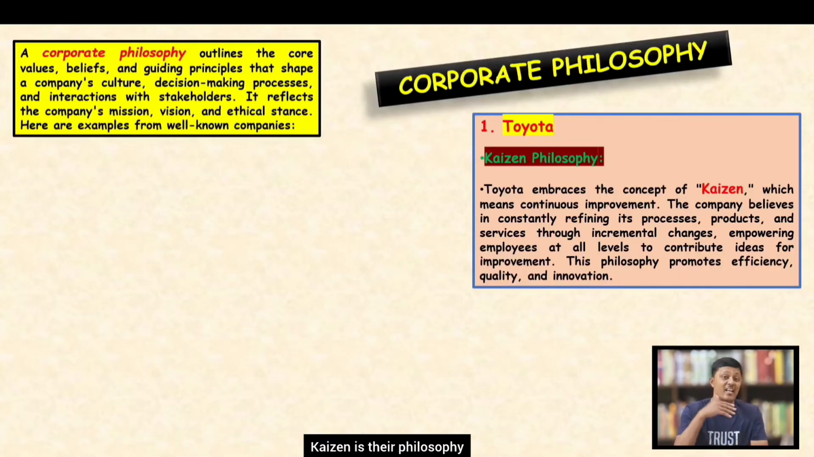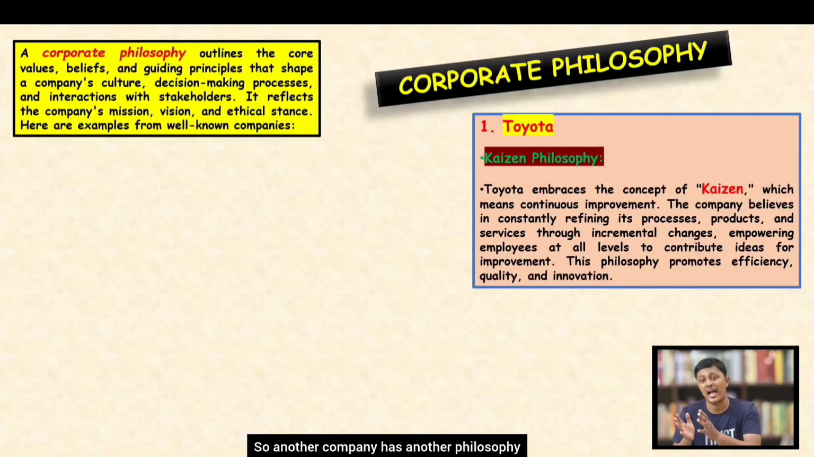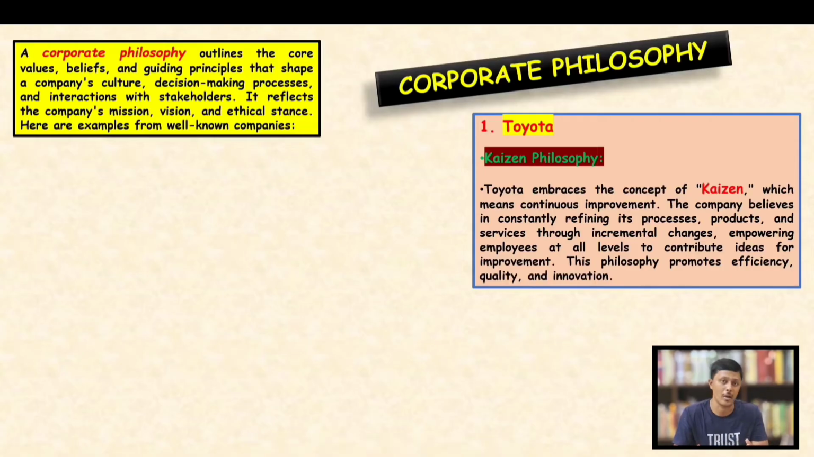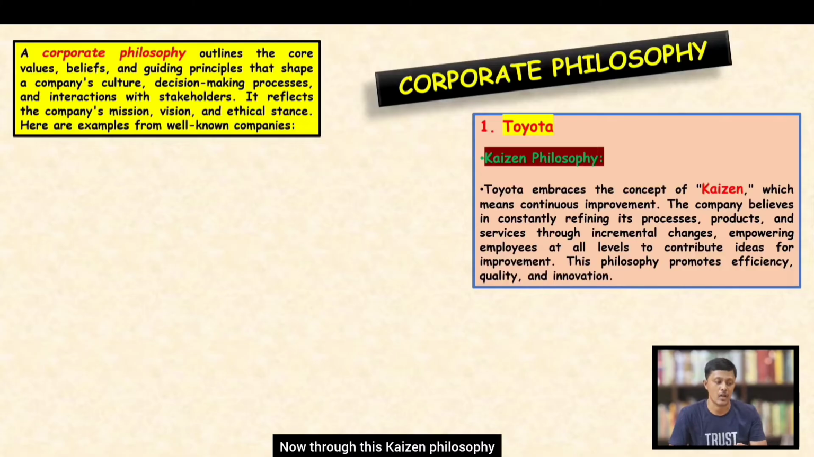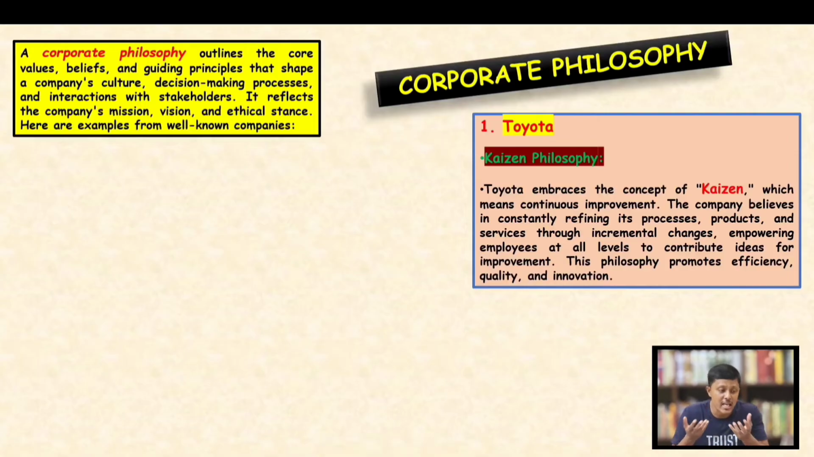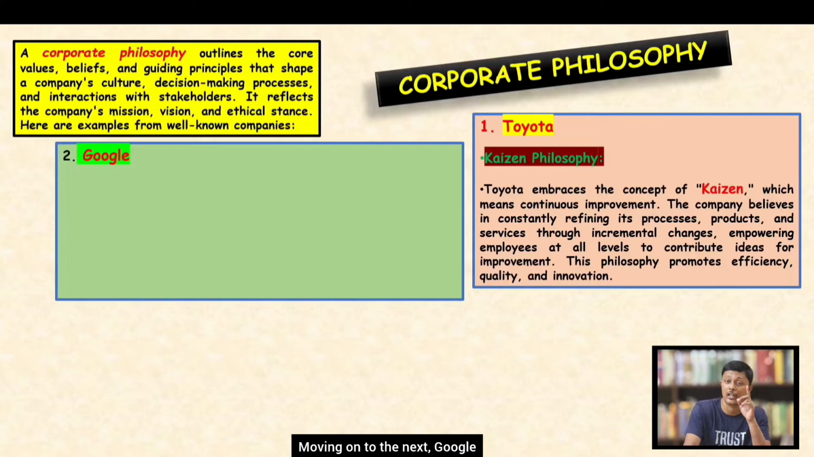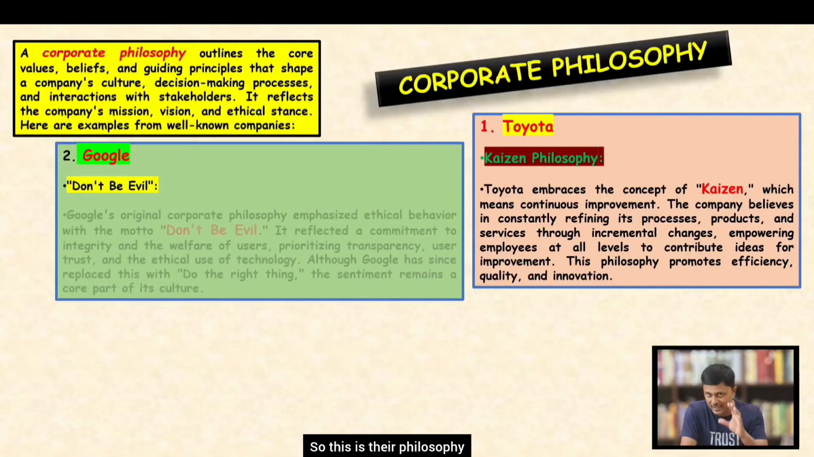Kaizen is their philosophy. So another company has another philosophy for their improvement. Now, through this Kaizen philosophy, Toyota improves a lot because it improves efficiency, it improves quality, and also it gives you innovation. Moving on to the next, Google, the most renowned, the most profitable. Don't be evil. So, this is their philosophy.